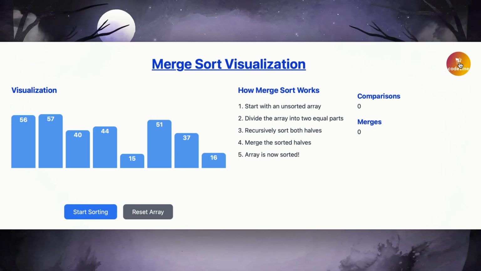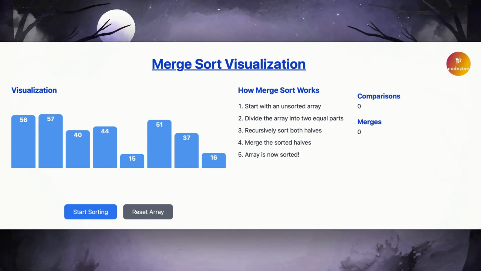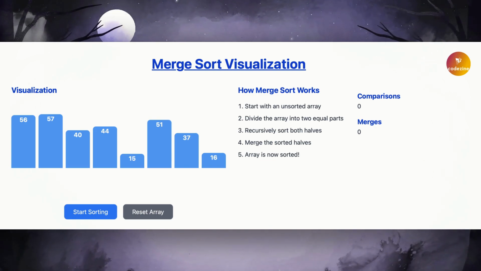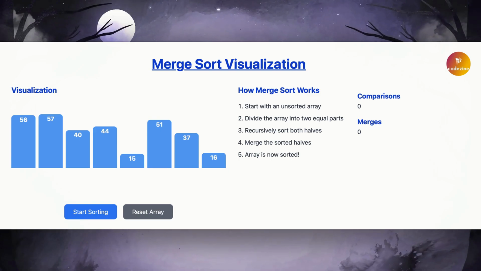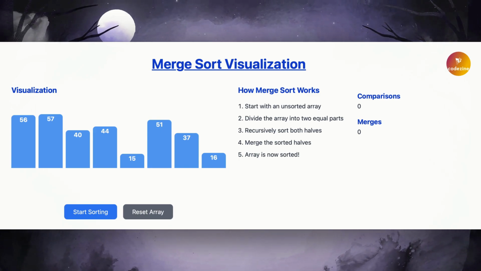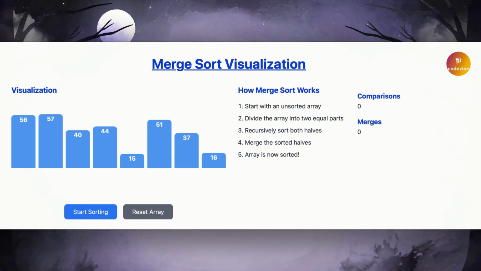Merge sort is a highly efficient divide and conquer sorting algorithm that works in the following steps. Divide. First splits the array into two equal halves recursively until we have individual elements. Conquer. Compares and merges these smaller arrays back together in sorted order. Combine. Repeatedly merges the sorted subarrays to create larger sorted arrays until we have one final sorted array.